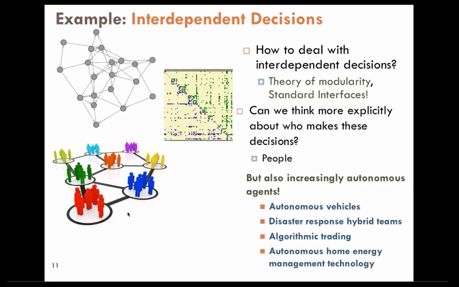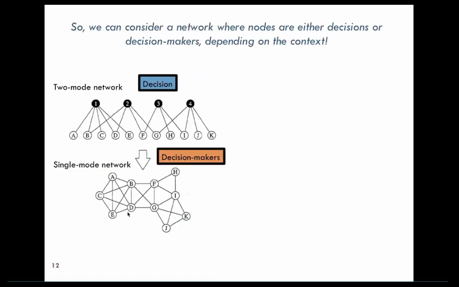We have many examples: self-driving cars or autonomous vehicles, disaster response robots, algorithmic trading software, autonomous farm energy management technology, et cetera. So the network of decision makers is something more similar to the last picture, where there's a network of decision makers, a hybrid network of decision makers.